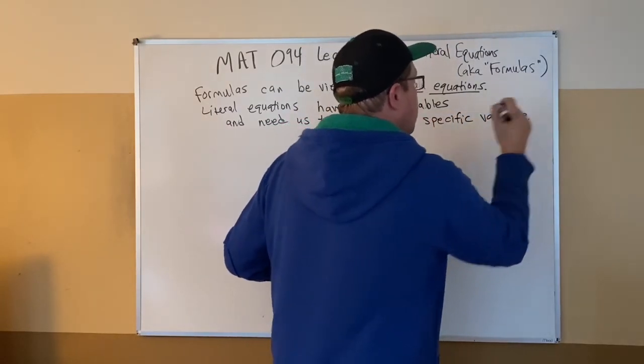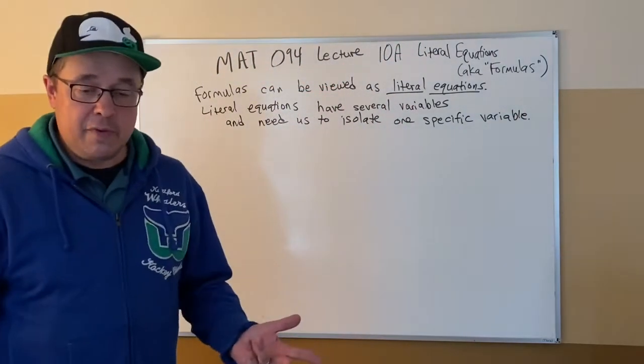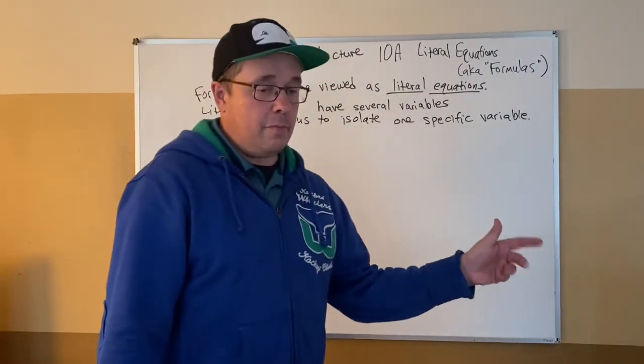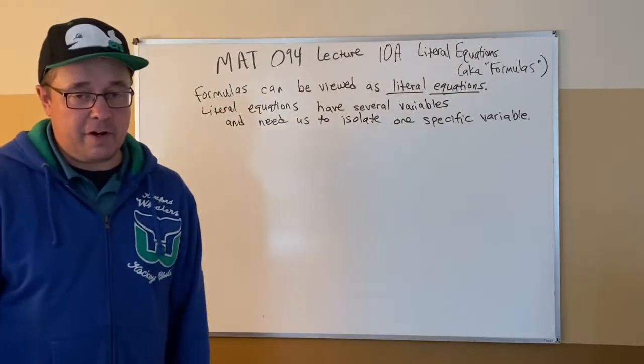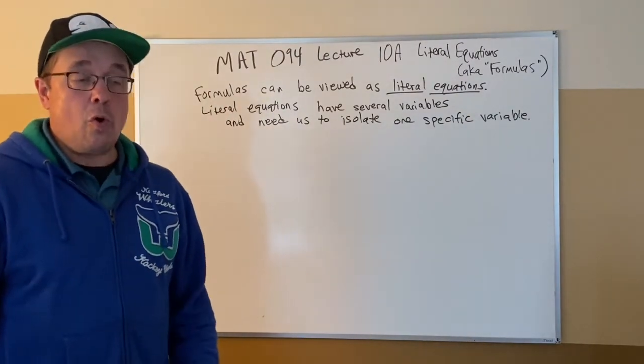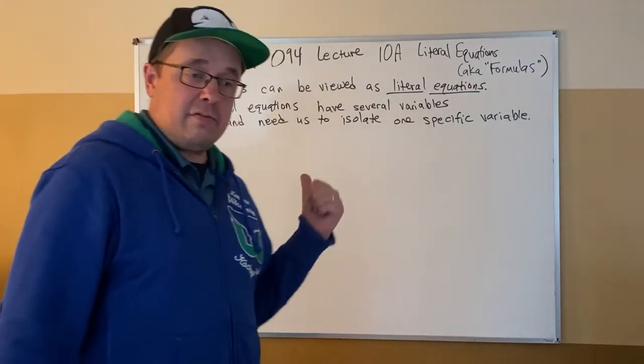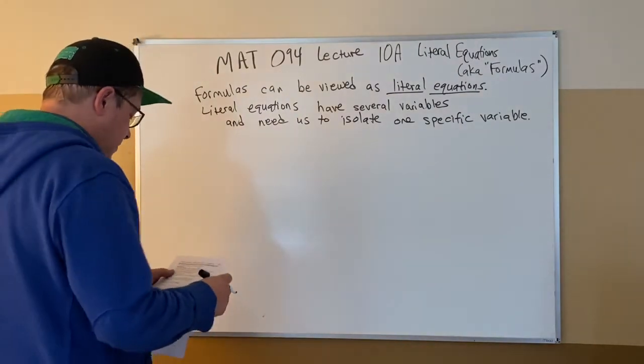Someone can't just give you a formula and say, okay, go. They either have to give you all of the numbers except for one, the values for each variable, and ask you to go find the missing one, or tell you which variable to isolate. And that's the literal equation work we're going to do, isolating the variable.